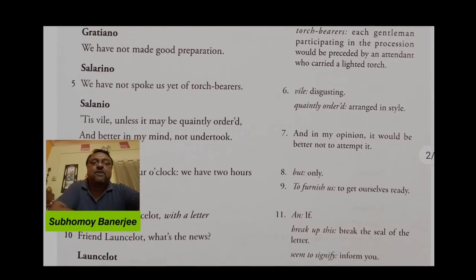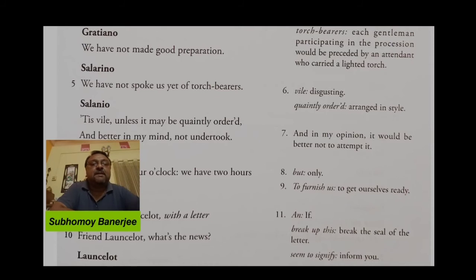Gratiano says, we have not made good preparation. You are saying that, but we have not made good preparation. And suddenly, if you say that we are going to have a masquerade, we cannot, because costumes are required, makeup is required, and for that time is required, proper planning is required. We haven't done anything. Salarino says, we have not spoke as yet of torchbearers. We have not even spoken to our servants, and we have not fixed our torchbearers.